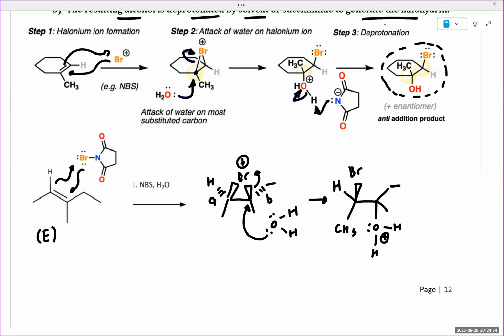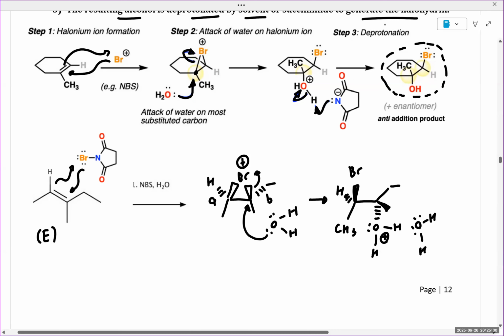So converting this to dash wedge, the bromine is pointing up, the methyl group is pointing up, the alcohol is pointing down. And the hydrogen is pointing down. Okay, so now that we have that sorted, we only have one last step. Water is going to pull off a proton, and that in turn generates our final product.